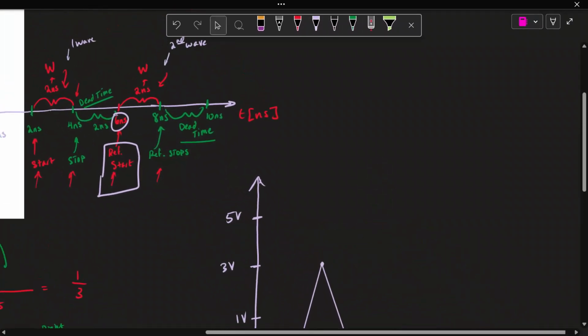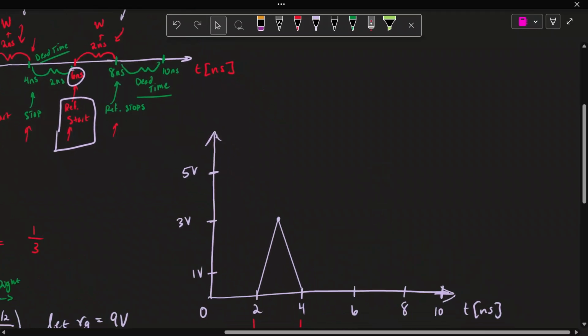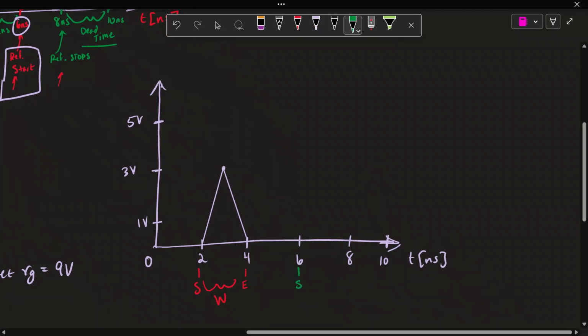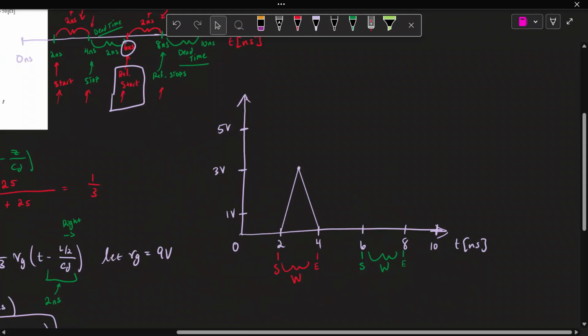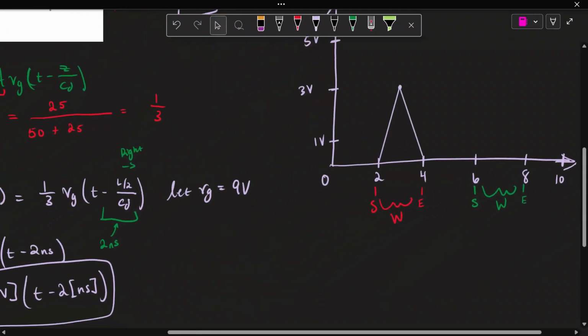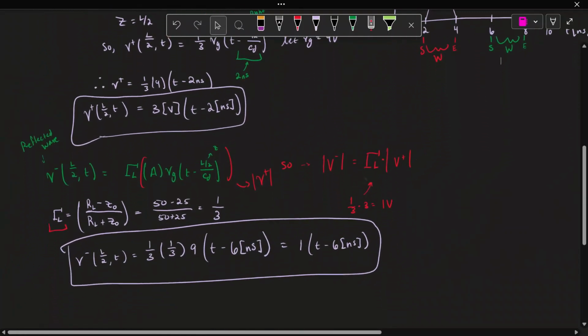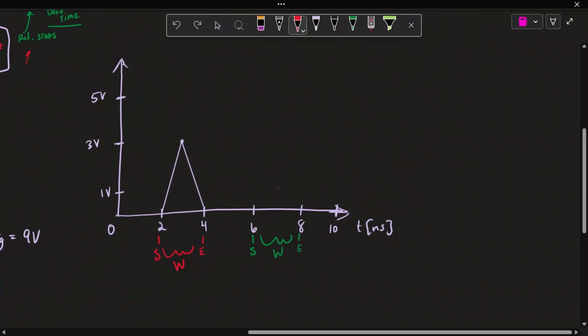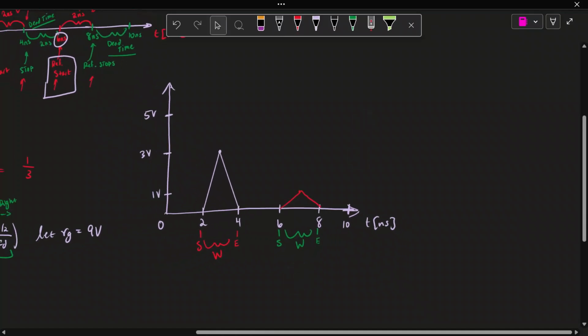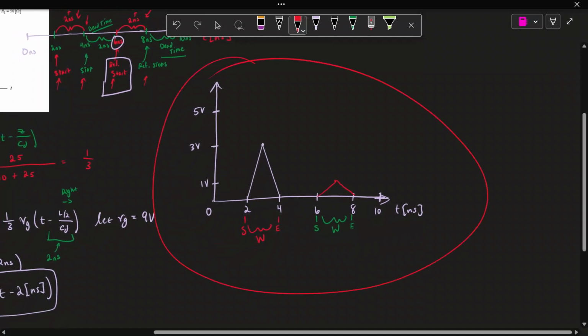Now going back to our timeline, we start at 6 now. So we start at 6, and we end at 8. And again, this is the width, 2 nanoseconds. Okay, we have to draw another triangular pulse. And what is the amplitude of our reflected wave? Oh, it's 1 volt. And again, you see here, we start at 6. Now we know this is 1 volt, so we go here. And we're done. This is our answer here.